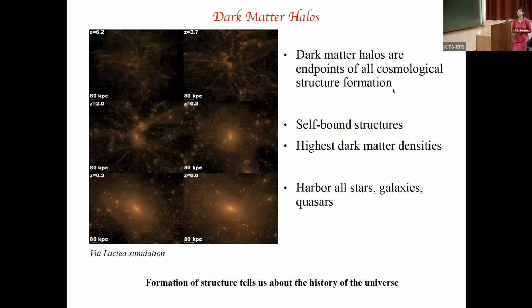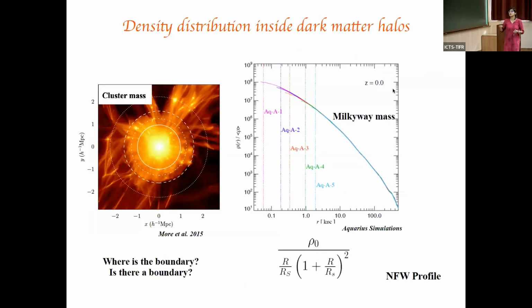Just starting at the beginning, we know that dark matter halos are essentially endpoints of structure formation. They're self-bound structures which have the highest dark matter densities in the universe, and it's within the potential wells of these objects that the stars, galaxies, and everything that we know and love grow and evolve with time. So they've been studied quite extensively through simulations and also through observations.